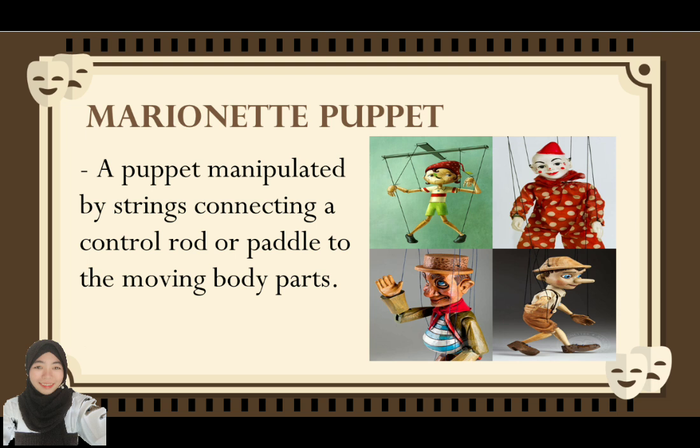And so, what do you think is the difference between the rod puppets and the marionette puppets? So, the main difference between a rod puppet and a marionette is that a rod puppet is controlled using rods attached to the puppet's head, while the marionette is controlled by strings or wires.